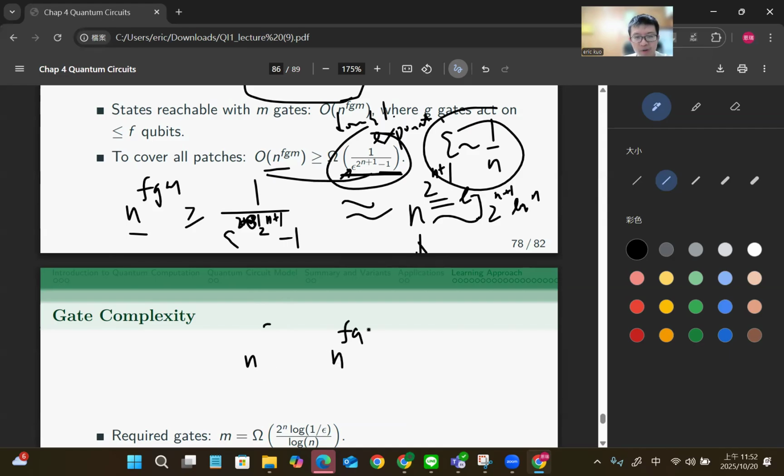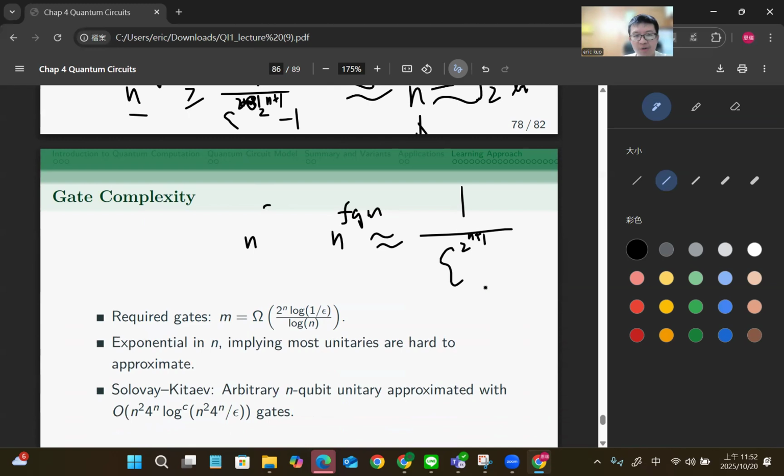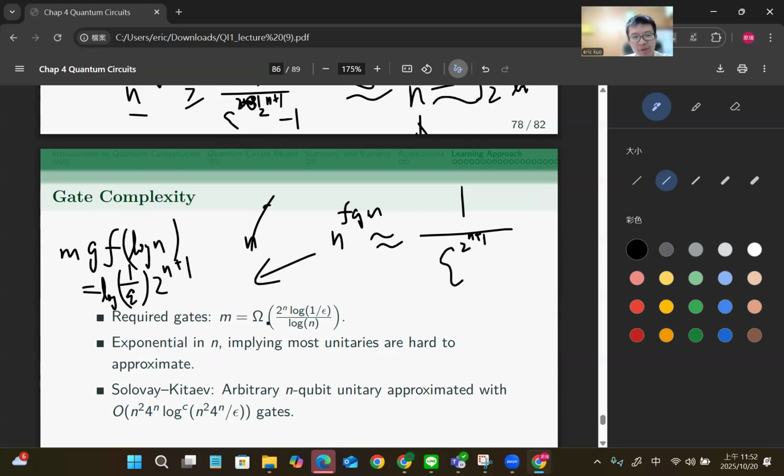So let me just write it down. Let's forget about the constants, you get this, and you just take a log. So you get M log n with base 2 is at least 1 over epsilon, log 2 to the n. So your M is omega of 2 to the n times log 1 over epsilon divided by log n. There are some constants here, but it's fine. It's basically some finite number. So that means that if epsilon is constant or whatever, this M must increase exponentially.